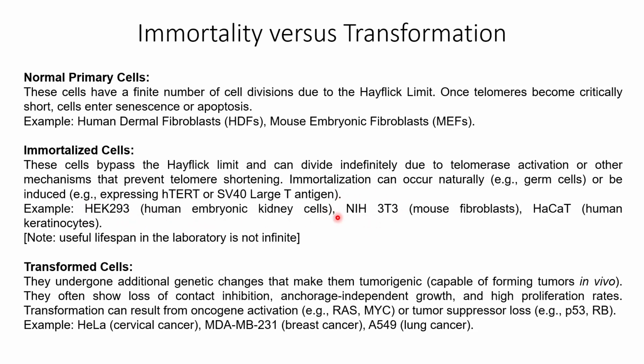Then NIH3T3, these are mouse fibroblasts. These are also immortalized. They look kind of like long cells. Then HaCaTs, these are human keratinocytes. These are also immortalized.